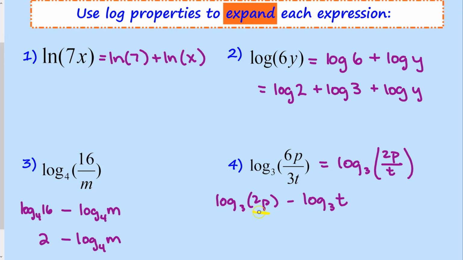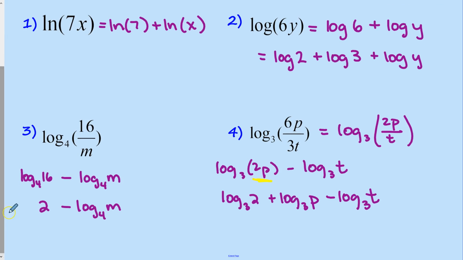Now notice that 2p is a product. So we're also going to use the product property and break this into a log plus a log. So we have log base 3 of 2 plus log base 3 of p minus log base 3 of t. Now if I hadn't reduced the 6 over 3, eventually it would simplify to be the same answer if you realized you needed to simplify. Because if I hadn't reduced it, I would have had a log base 3 of 6 plus a log base 3 of p minus a log base 3 of 3 minus a log base 3 of t.